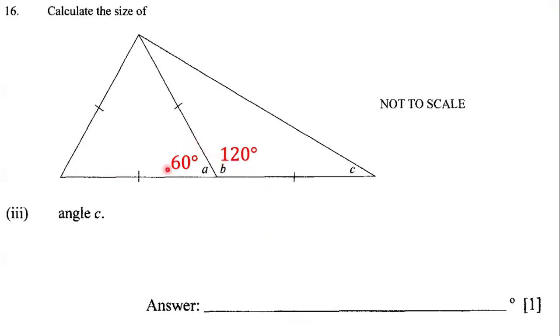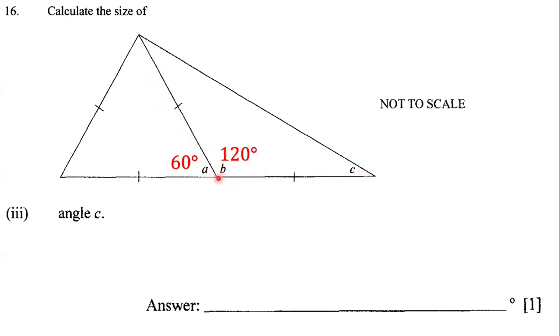Next, we know that angle A is 60 degrees. We know that angle B is 120 degrees. But what we need to figure out in this question is the size of angle C. Now, this is an isosceles triangle. And we know that it is an isosceles triangle because this side length right here has 1 stroke on it, and this side length right here has another 1 stroke on it, which means that this side along with this side are equal in measure.